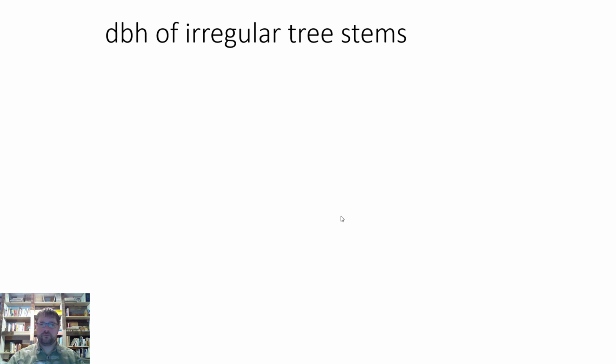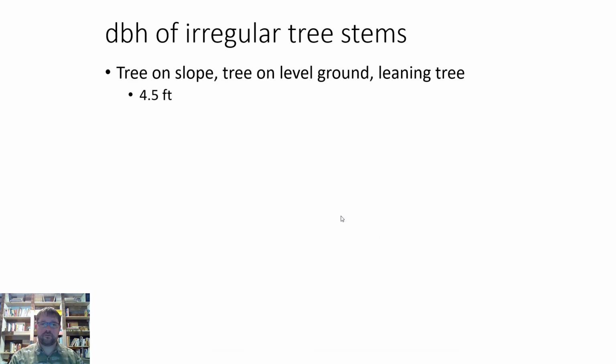Okay. So again, let's talk about those irregular tree stems. This could be forks. This can be hourglass-shaped trees or vase-shaped trees. This could be trees where roots are visible. There's all kinds of ways in which a tree can have an irregular shape. And more often than not, you're going to come across these if you're doing much data collection in a given forest.